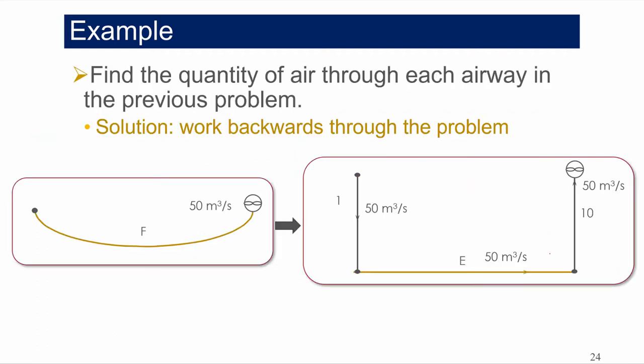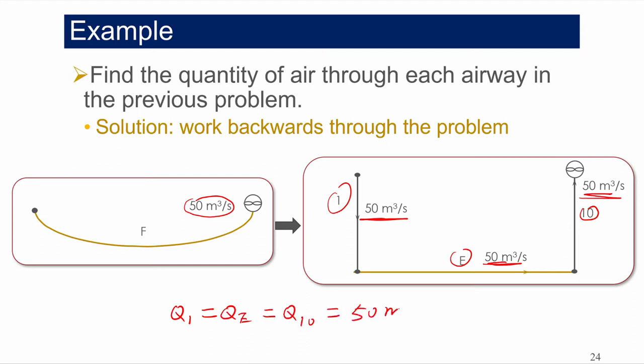Next, we will use the backward step to solve the quantity in each airway. Now the question asks, find the quantity of air through each airway in the previous problem. Now we work backward through the problem. We have this one single equivalent resistance. It came from three airways, airway 1, E, and 10. The flow to this single airway is 50, and airways 1, E, and 10 are in series. Therefore, the flow rate in each airway is 50. So Q1 equals QE equals Q10 equals 50 cubic meters per second.